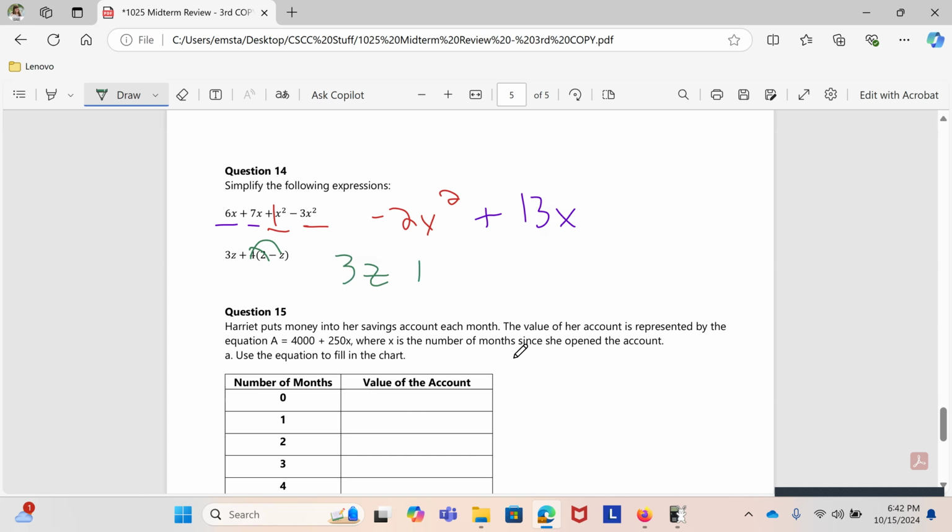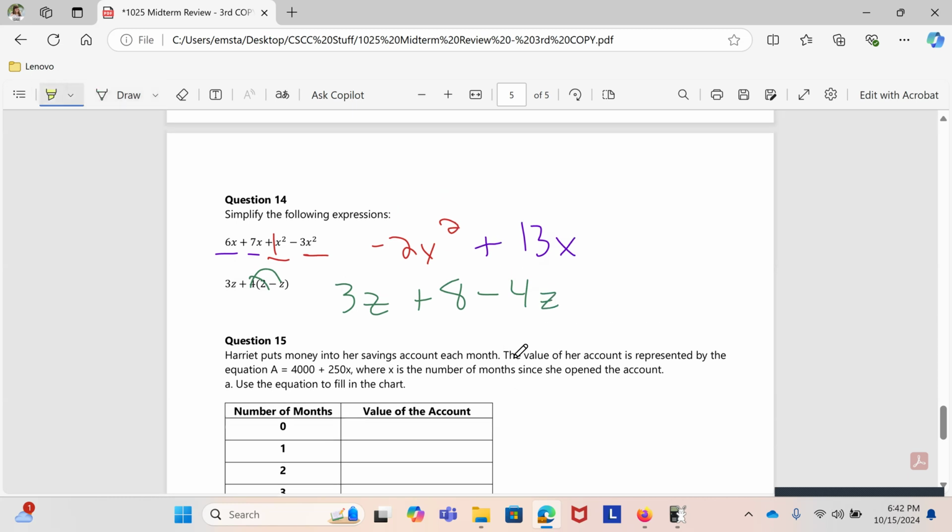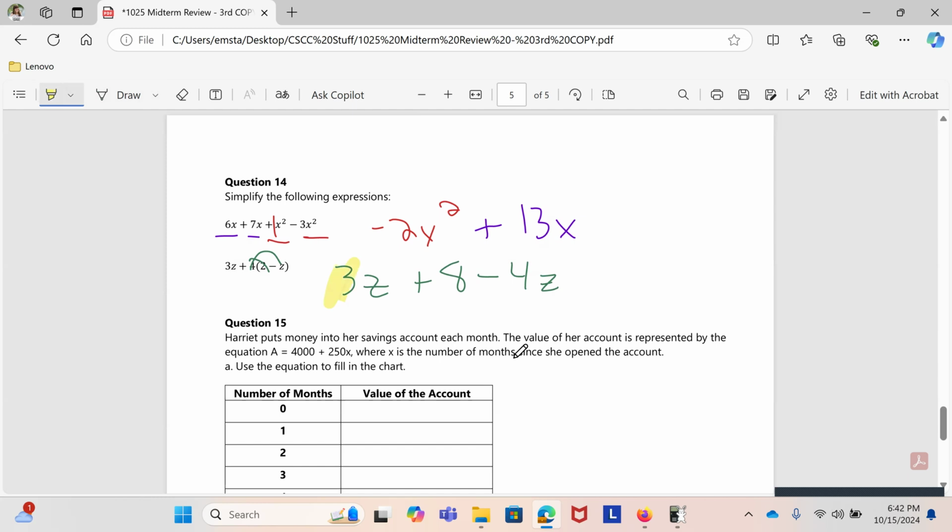4 times 2 is positive 8. 4 times negative z is negative 4z. I can do my highlighters now. 3 has a z in it, so does the 4, but I make sure I highlight the sign as well.